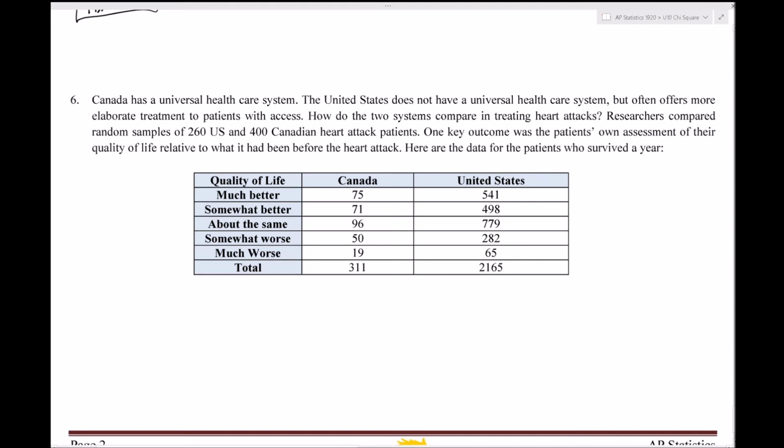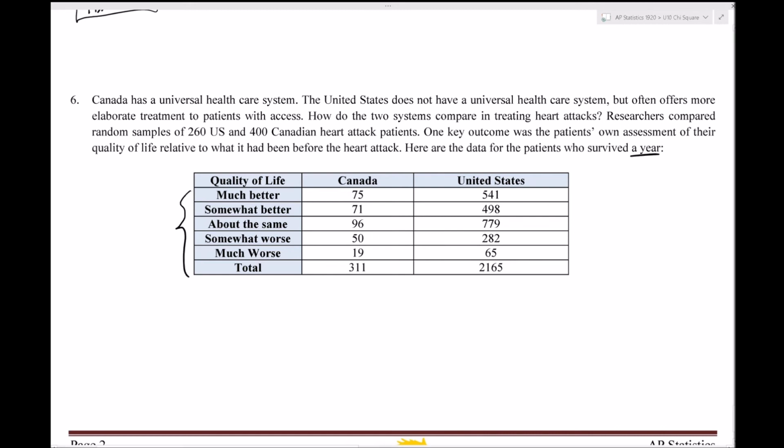One key outcome was the patient's own assessment of their quality of life relative to what it had been before the heart attack. So here are the data for the patients who survived a year. So those who survived a year's time after the occurrence of the heart attack. So these are only people who survived. And then they state what their quality of life was before that heart attack happened.